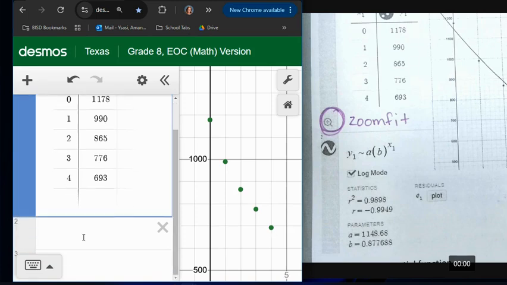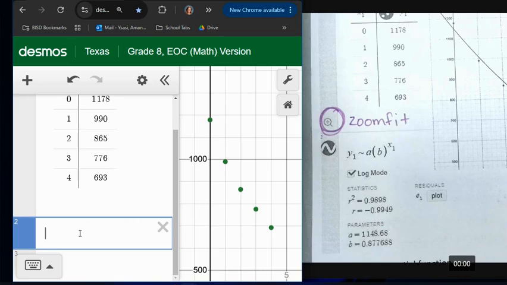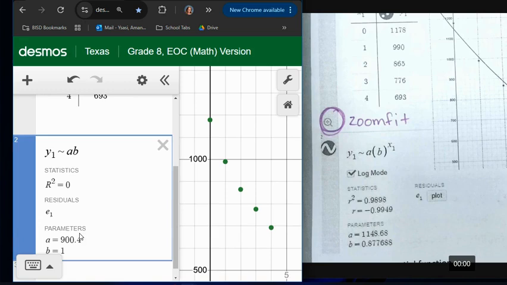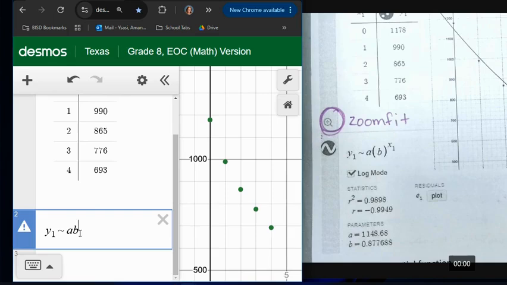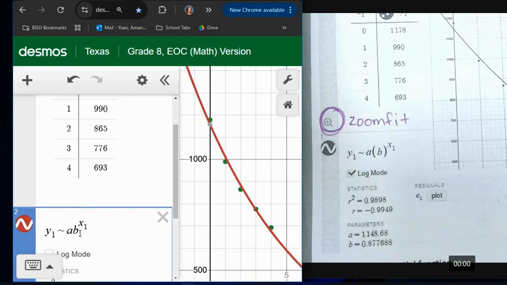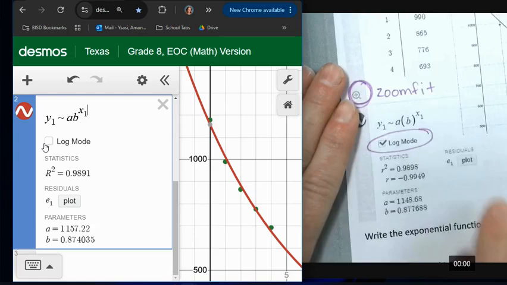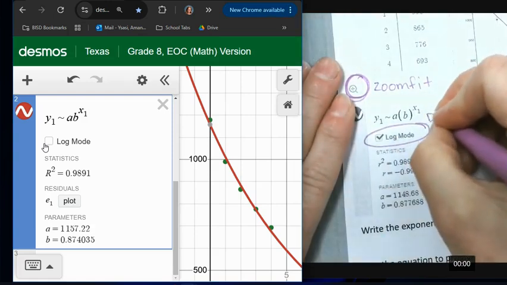Now we're going to come up with the equation. So go to line 2 and type in y1 squiggly ab shift 6 to get that exponent, and then x1. Whenever you put your ones in, it automatically goes to the subscript. Don't forget log mode. So I'm circling that on my notes. Don't forget.